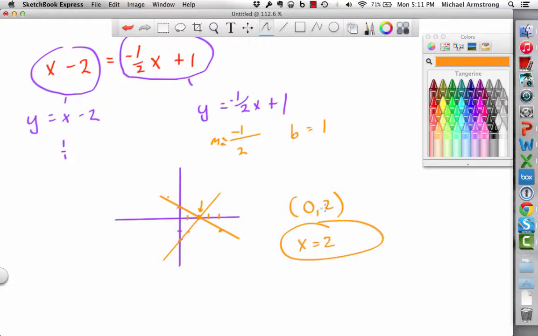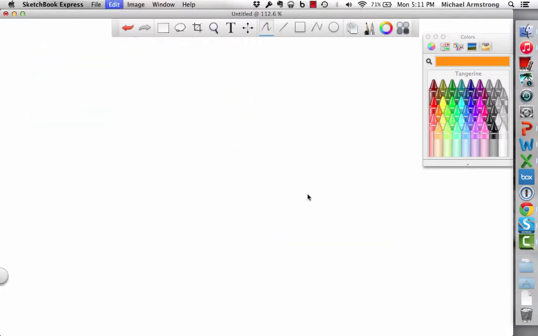Okay? And you can always check it by sticking it back in. If you put in 2 up here, you've got 2 minus 2 is equal to 0, and 1/2 of 2 is 1, is negative 1, plus 1 is also equal to 0, and it works out. Let's look at the next example. Or maybe what we should do, let's do one more before you actually get going.